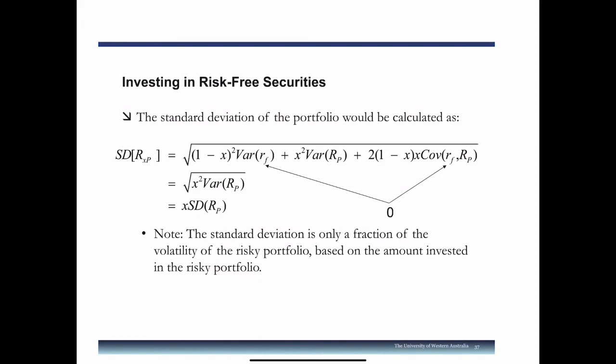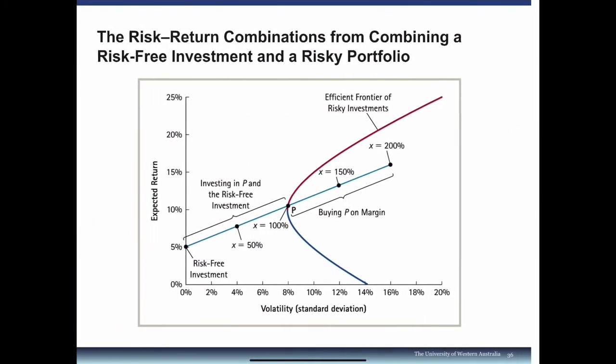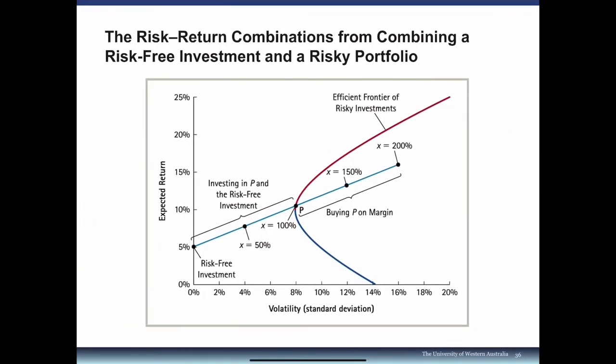The way you interpret this is that the standard deviation is only going to be a linear fraction of the volatility of the risky portfolio, based on the amount invested in the risky portfolio, which is why this becomes a straight line, right? Because that's going to be a linear function of your volatility in P and the weight you invest in a risk-free asset.